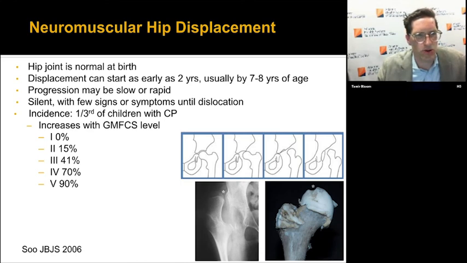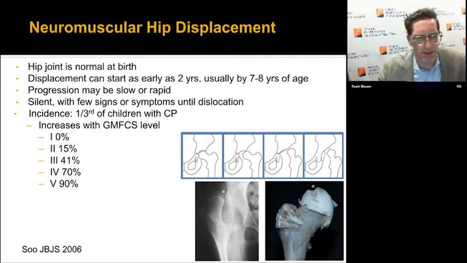In CP, the hip is normal at birth, but can start to sublux and dislocate throughout the first decade of life. It can start as early as 2 years, but usually by 7 to 8 years of age. The progression may be rapid, perhaps within 1 year from being subluxed to completely dislocated, or it may be quite slow. There are unfortunately few signs or symptoms until the hip is dislocated, as shown here.